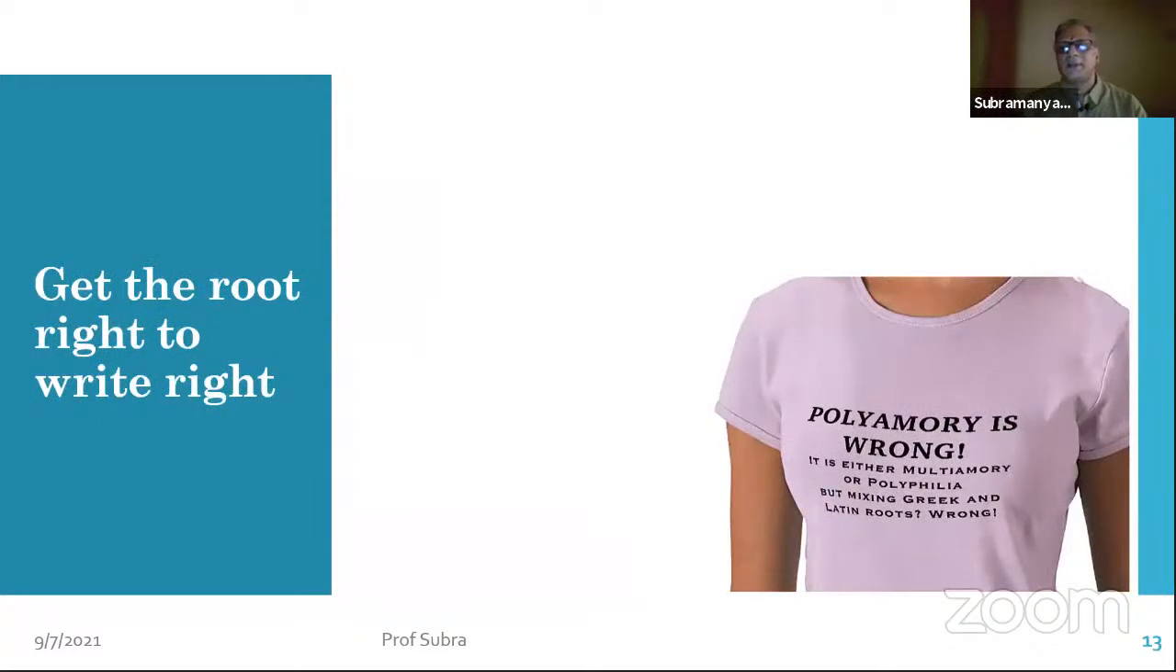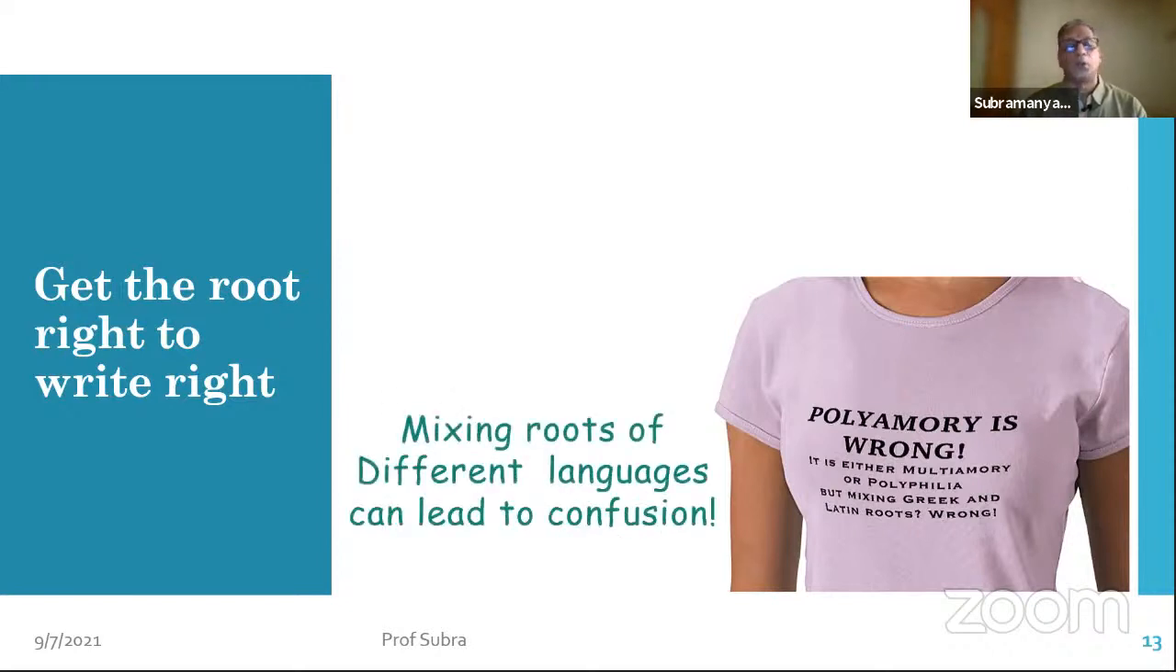So this was something which I came across online and I liked it. Polyamory is wrong. It's either multi-amory or polyphilia. So mixing different languages, the roots of different languages can lead to confusion. For example, like polyamory, poly is a Greek word, amory for amorous is a Latin word. So they mix both Latin and Greek words.